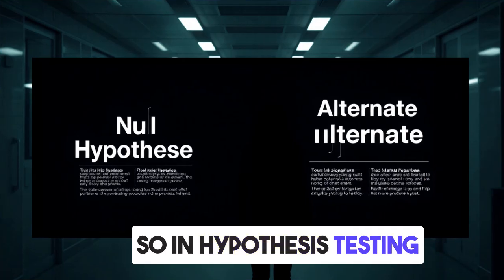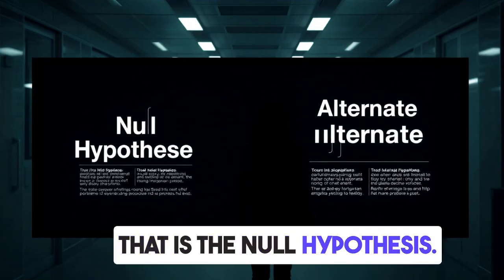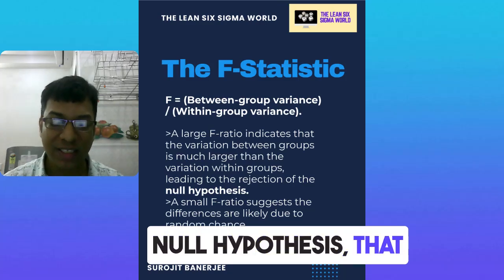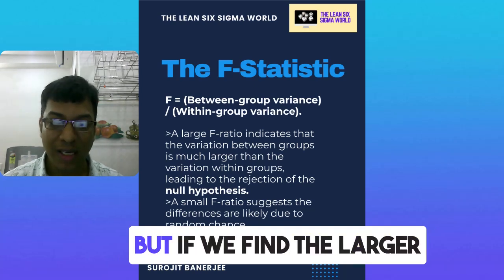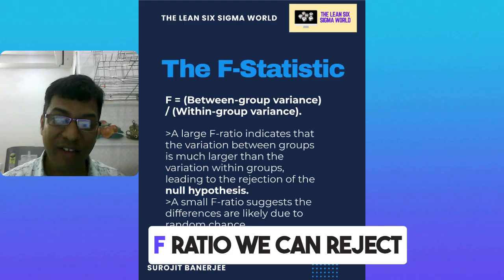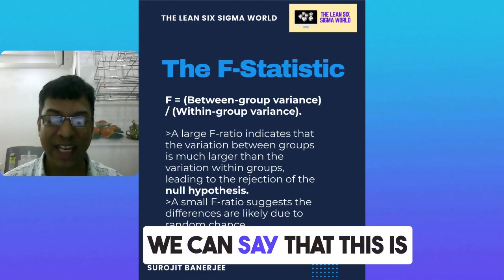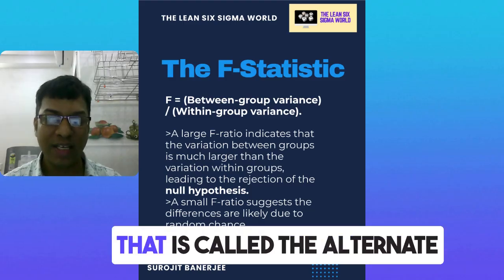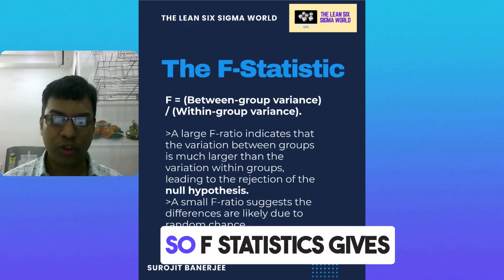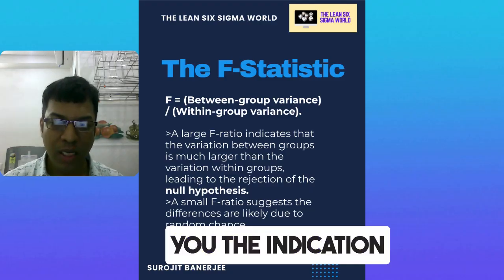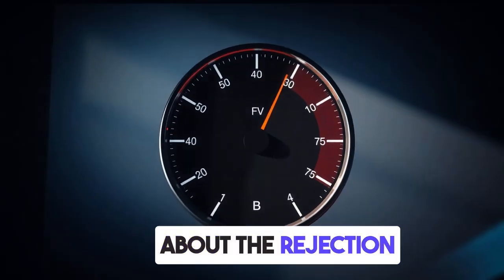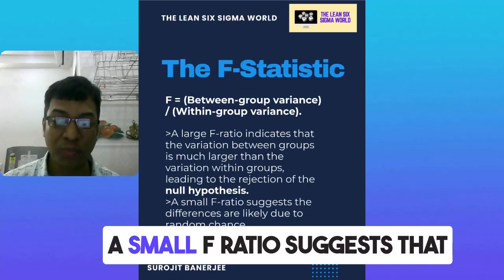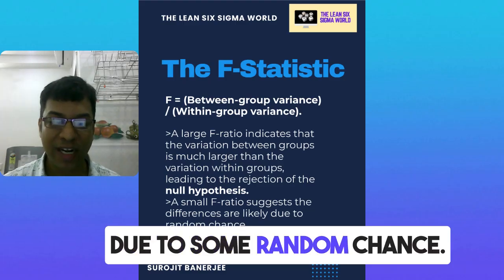So in hypothesis testing, there are two concepts. That is the null hypothesis. Initially, we go with the null hypothesis, that is, we consider mu A is equal to mu B. But if we find a larger F ratio, we can reject the null hypothesis. We can say that this is the reason for which the problem has happened. So mu A is not equal to mu B. That is the alternate hypothesis. So the F statistic gives you the indication about the rejection of the null hypothesis. A small F ratio suggests that the differences are likely due to random chance.